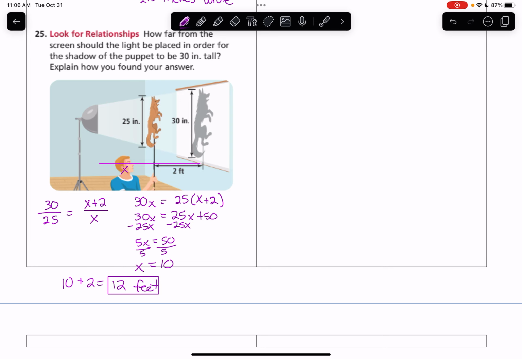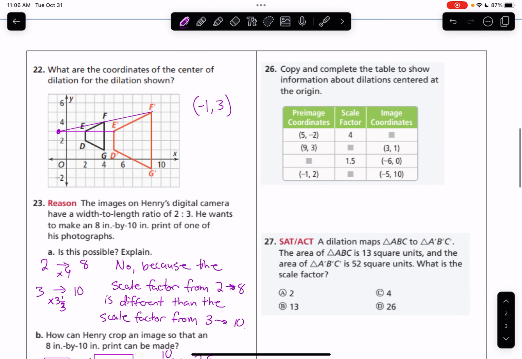All right. Next, copy and complete the table to show the information about dilations centered at the origin. Oh, this is going to be really simple. So we take those pre-image coordinates, multiply them by our scale factor, and get the image coordinates. So we're taking 5, -2, multiplying by 4 to get 20, -8. Here we have 9, 3. What are we multiplying to get to 3, 1? We're multiplying by 1/3.